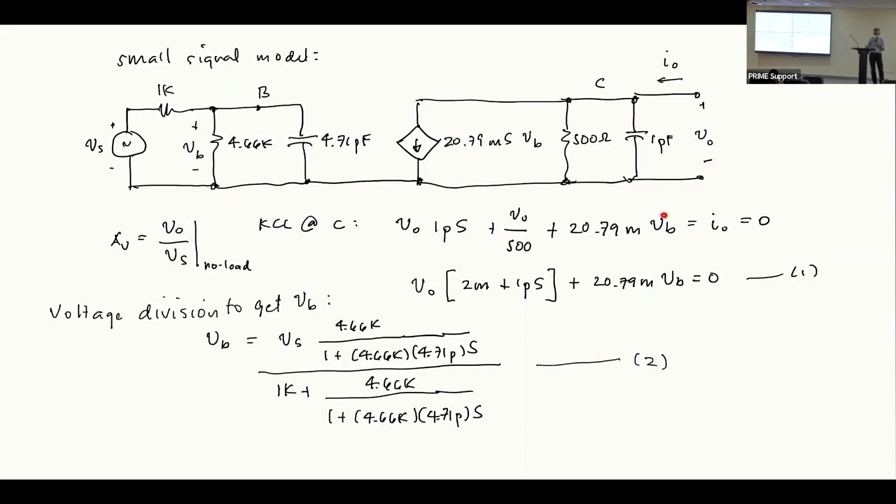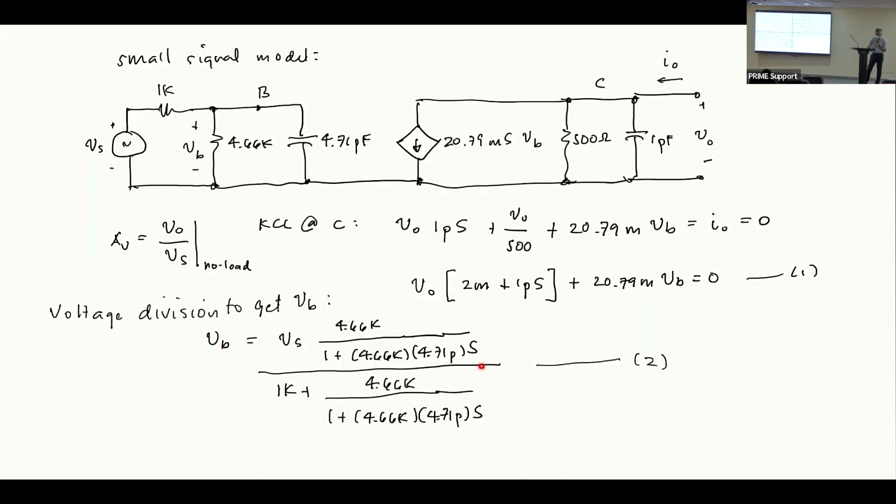Right? I want to substitute 2 into 1 here so that I can get an expression for V sub O over V sub S, which is what I want to get. No, that's my gain. But what I would suggest you do is you first simplify this. Okay, how do you simplify this?